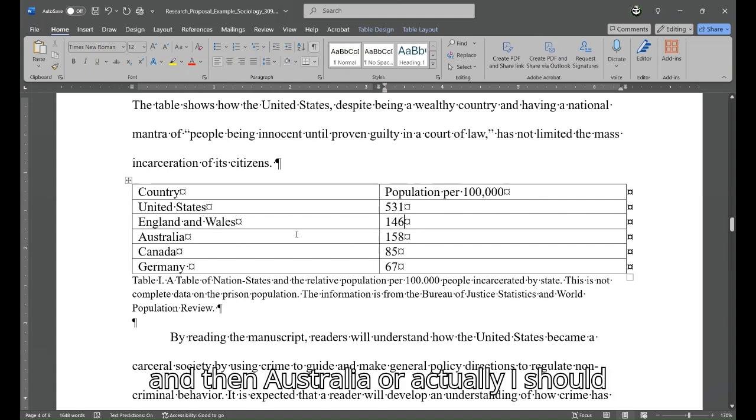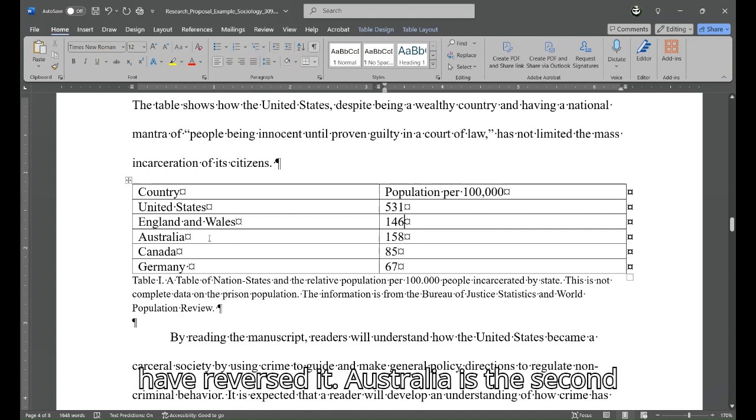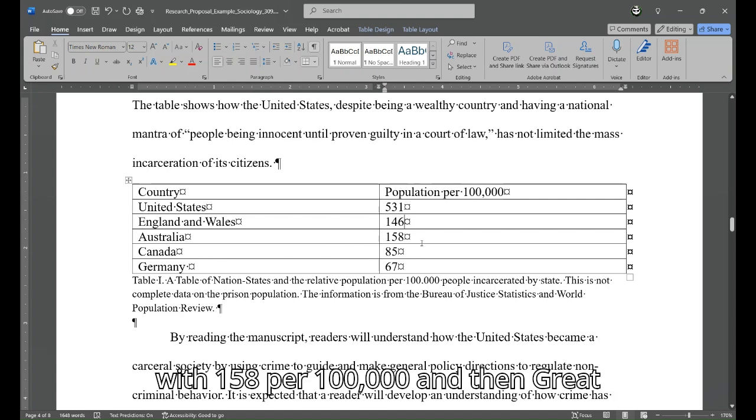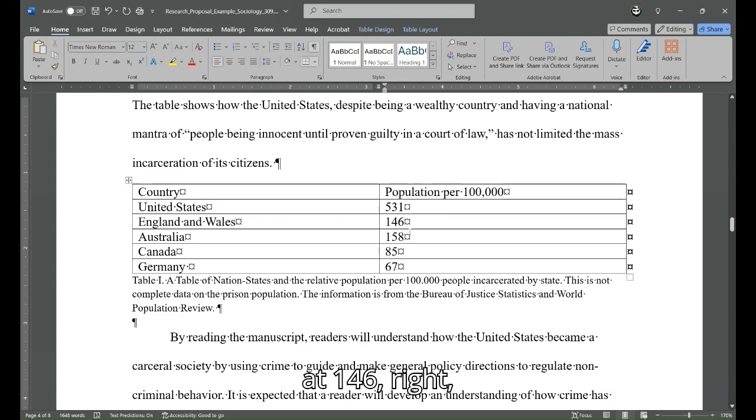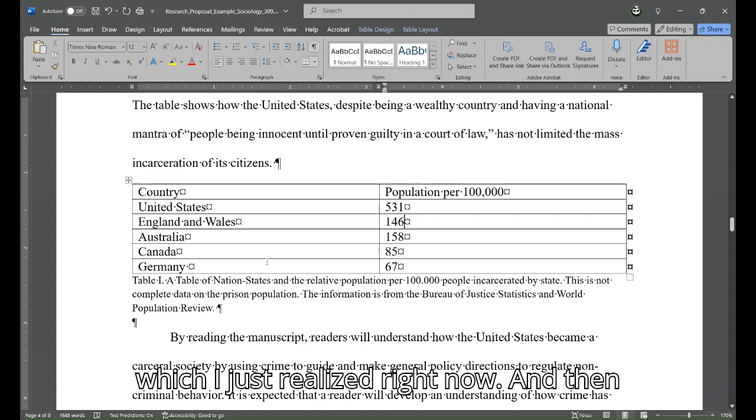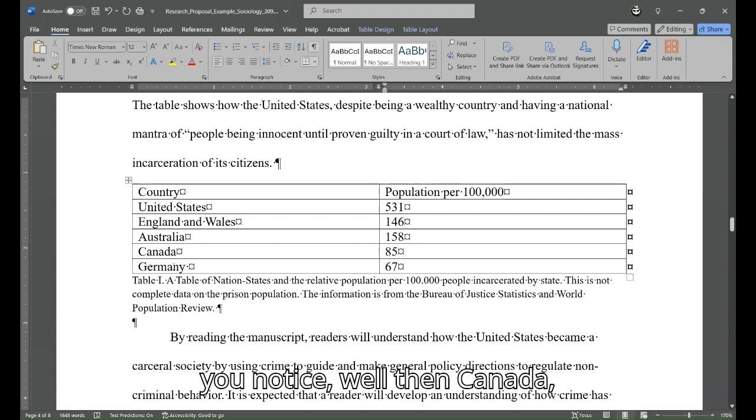And then Australia, well, actually, I should have reversed it. Australia is the second with 158 per 100,000. And then Great Britain or England should be third at 146. All right. Which I just realized right now. And then you notice, then Canada has 85 people per 100,000, and Germany has 67.